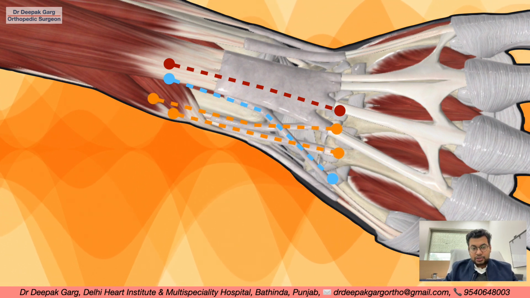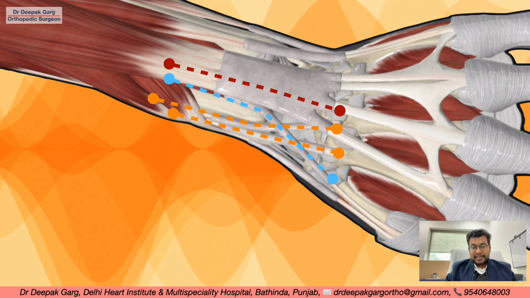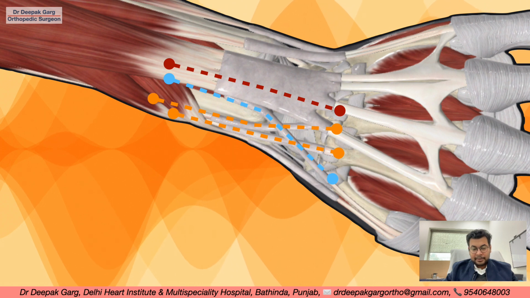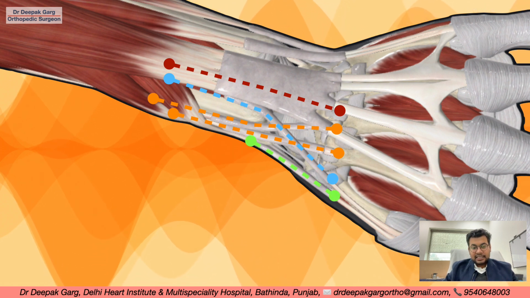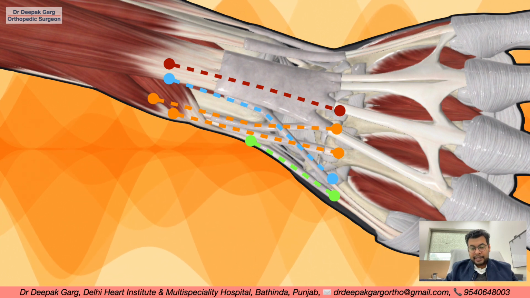Similarly, if you look at these two tendons, these are ending at the metacarpals, and these are the tendons of extensor carpi radialis longus and brevis, that means compartment number 2. Similarly, this is a tendon of extensor pollicis brevis, abductor pollicis longus, so this is compartment number 1.